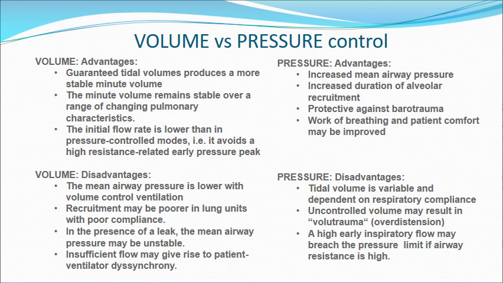So here are some of the pressure disadvantages, though. The tidal volume is variable and dependent on respiratory compliance. So you don't know how much tidal volume you're going to get. You're just going to apply a pressure, and what you get is what you get. The uncontrolled volume can also mean that if you have highly compliant lungs, it overinflates. That's not a good thing. That's overdistension. And that initial high inspiratory flow rate that we talked about, that spike in flow rate, can cause a pressure limit trigger.